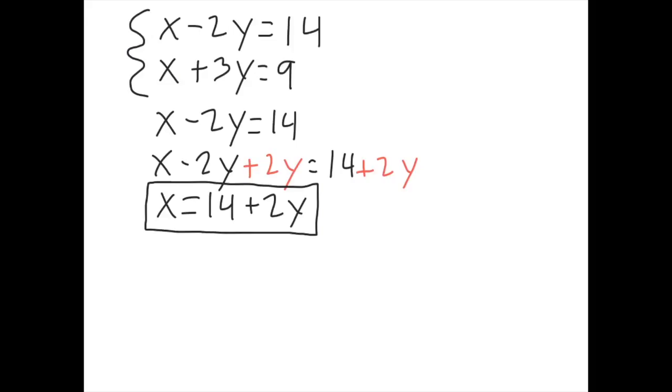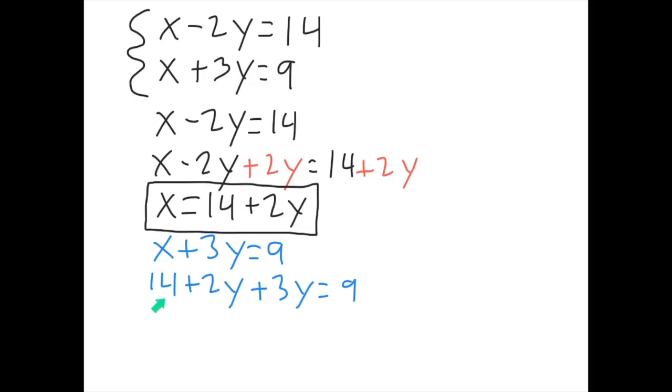So we take the equation x plus 3y equals 9, and now rewrite it. Instead of x, we say 14 plus 2y plus 3y equals 9. See what we did there? Instead of the x, we wrote 14 plus 2y, and then we wrote the rest of the equation.